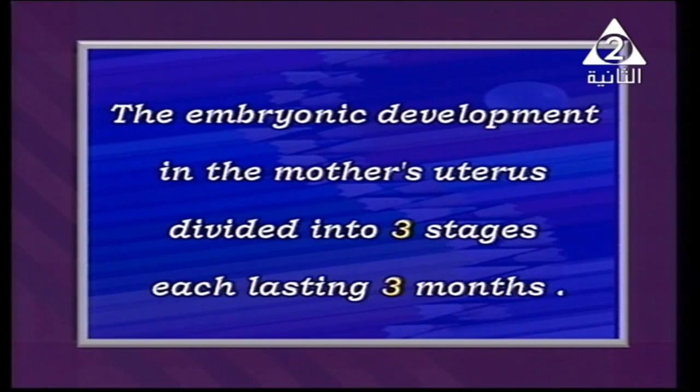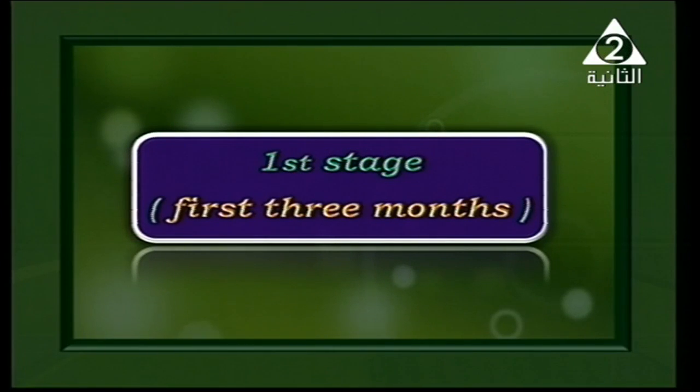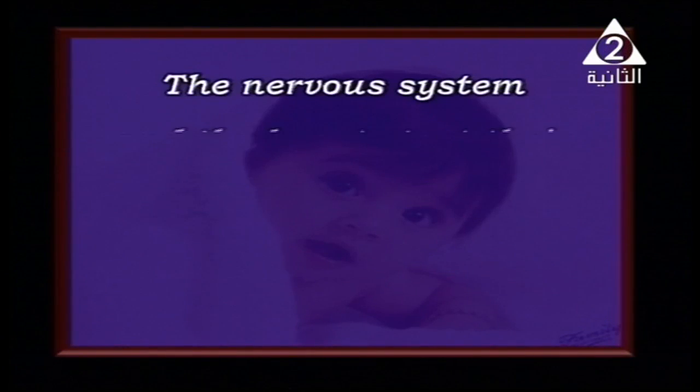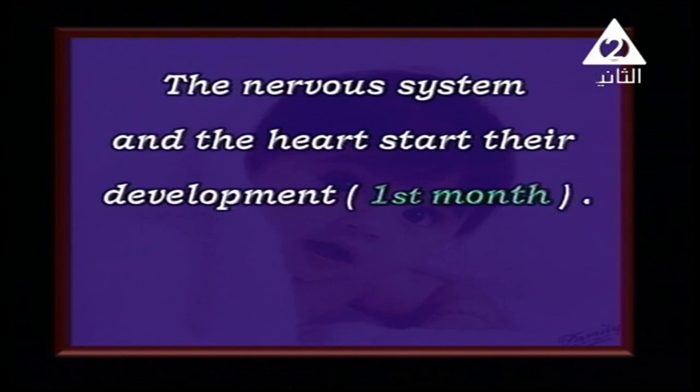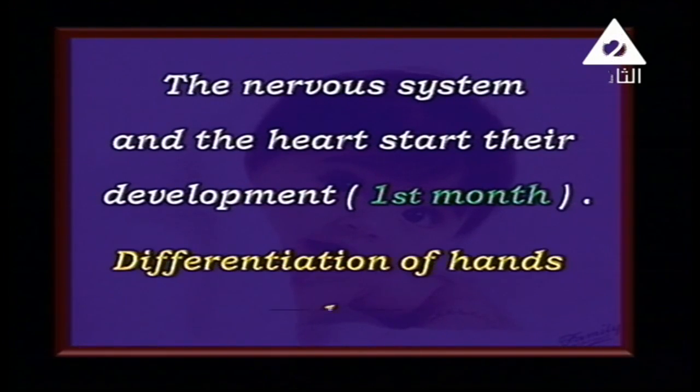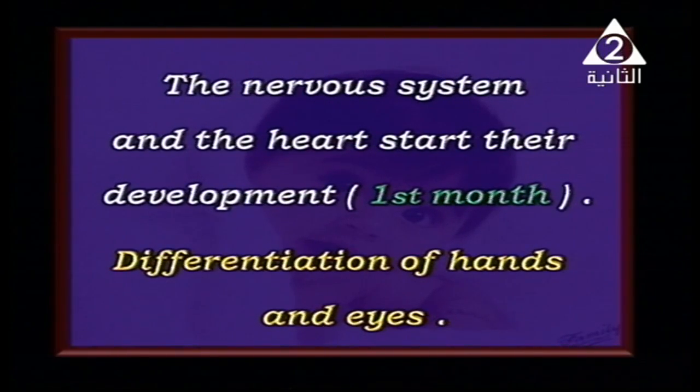The embryonic development in the mother's uterus can be divided into what? Three stages, each one three months, according to the nine months. The first stage is the first three months. What happens inside it? The nervous system and the heart start their development in the first month, and after that the differentiation of hands and eyes. Differentiation means they start to appear, okay, of hand and eye. All of that happens in the first month.